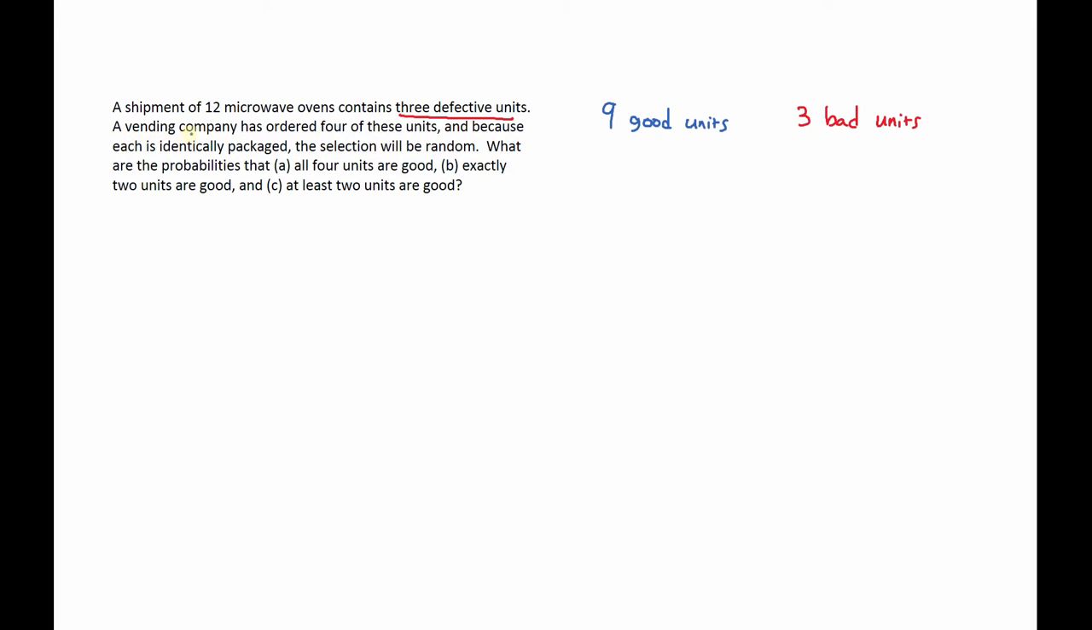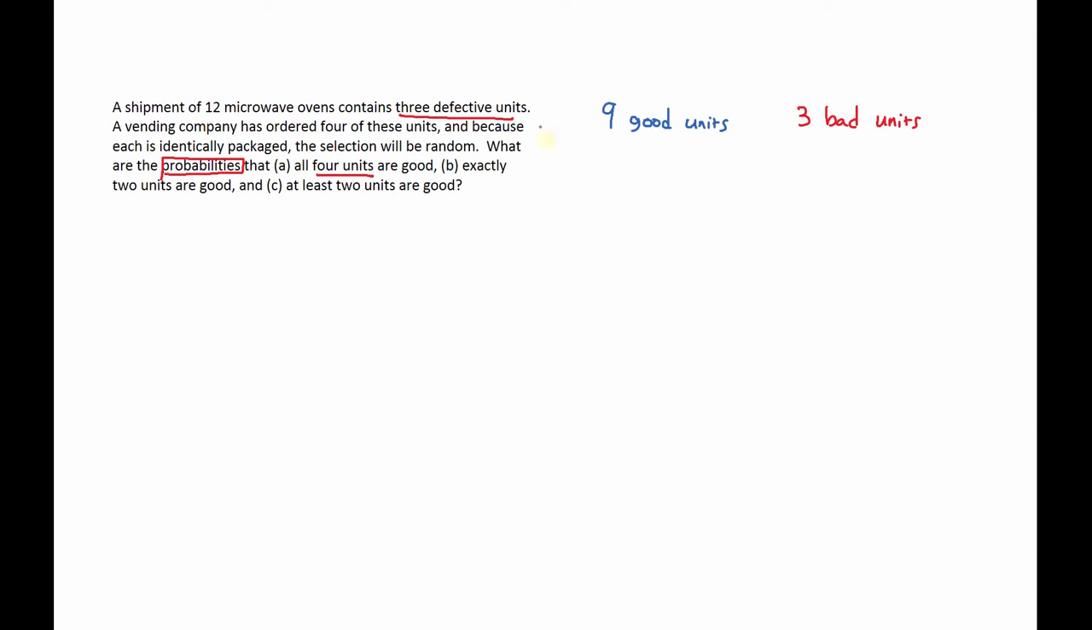A vending company has ordered 4 of these units, and because each is identically packaged, the selection will be random. What are the probabilities that all 4 units are good? Okay, let's tackle A together. It says all 4 units are good, and obviously it's asking the probability, so I'm going to box that.